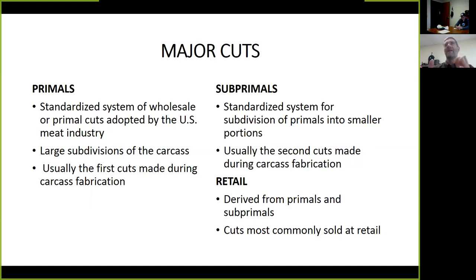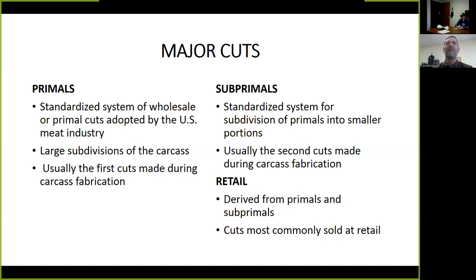The next cut made is usually considered a subprimal. These are also standardized, and one of the popular ones is a beef short loin, which is where the T-bones and the tenderloin steaks would come from, separated from the sirloin, and the sirloin is towards the round or posterior part of the carcass. And these are usually the second round of cuts that are made.